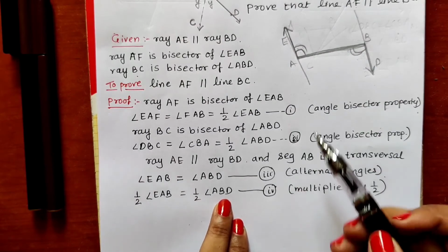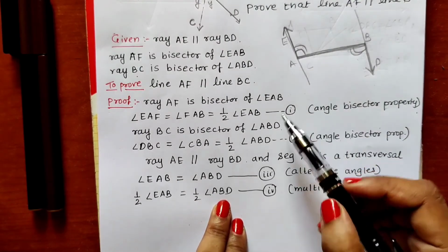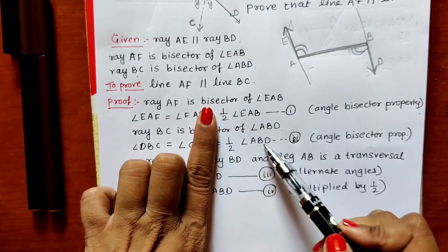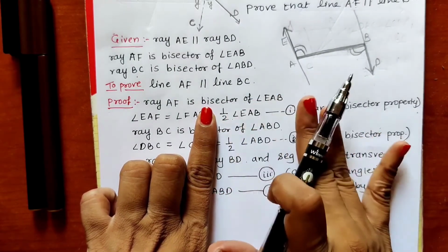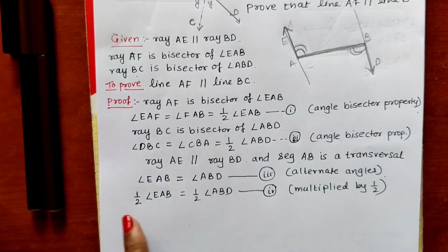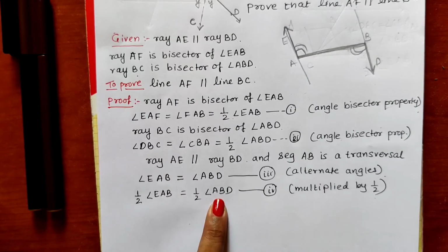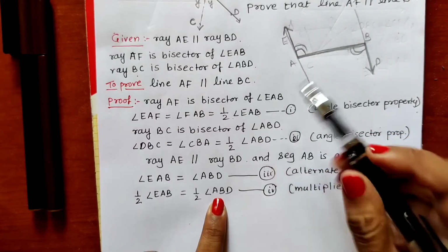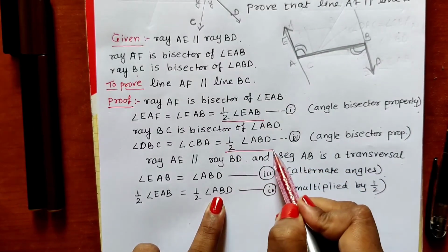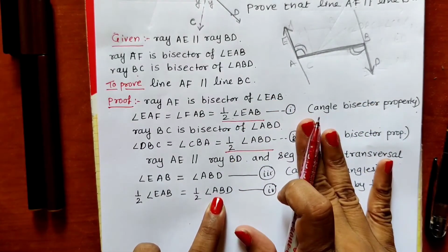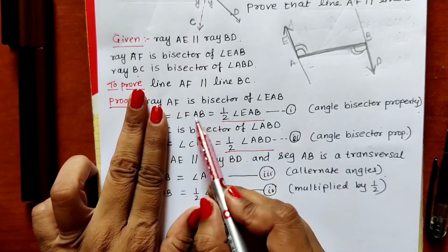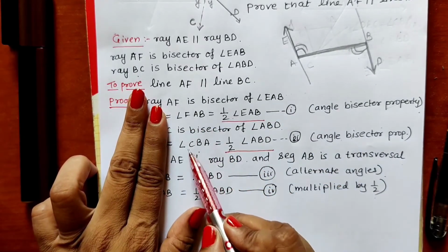Now observe this 1 and 2. Here we can see right hand side is half angle EAB, half angle ABD. So right hand side is congruent, right hand side is equal. We have proved in equation number 4, half angle EAB is equal to half angle ABD. Right hand side is equal. So right hand side is equal means left hand side will also be equal. Angle FAB will be equal to angle CBA.